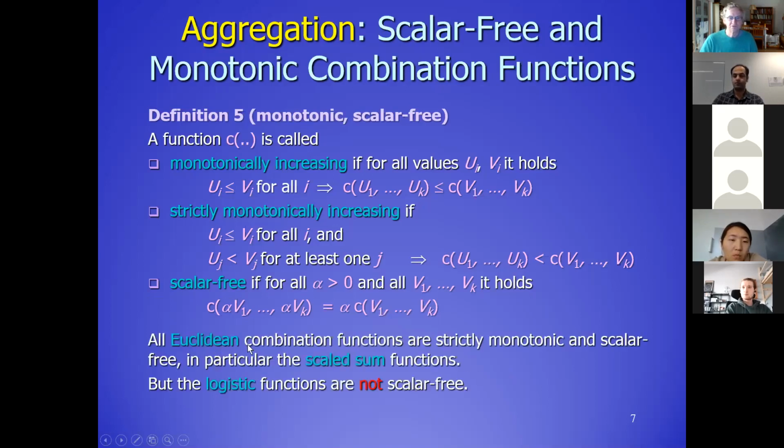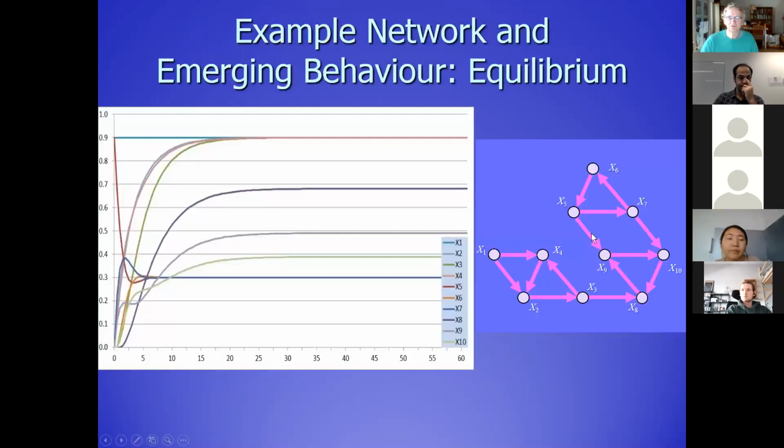So all Euclidean combination functions do satisfy such properties, and especially the scaled sum, but not the logistic functions, but also the geometric mean functions as well. So let's now look at the network structure in comparison to the different phenomena here.